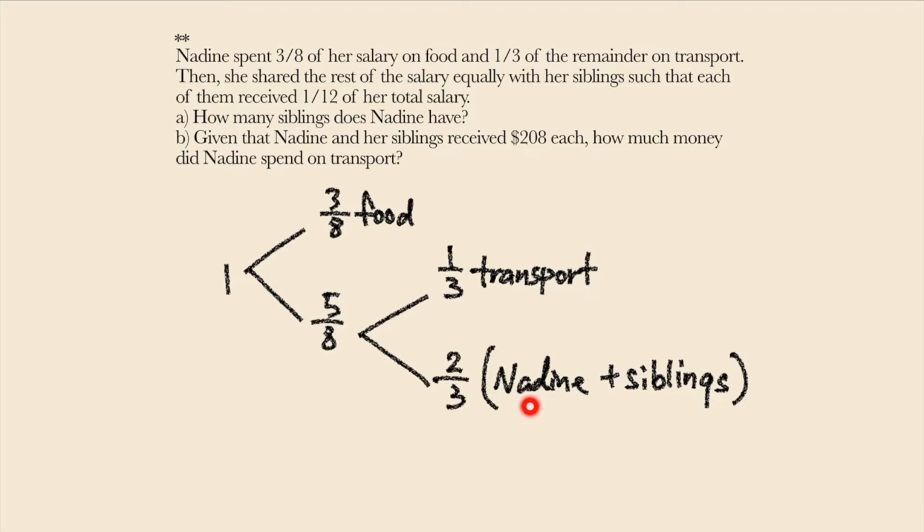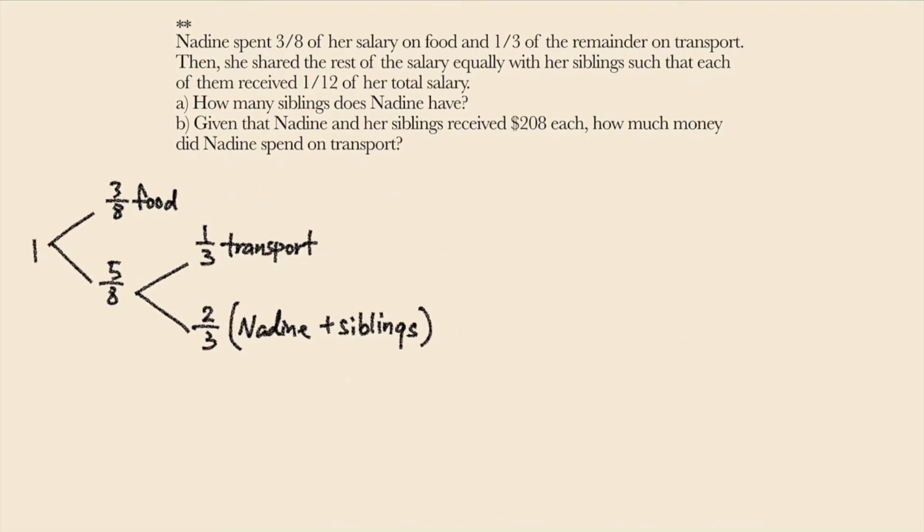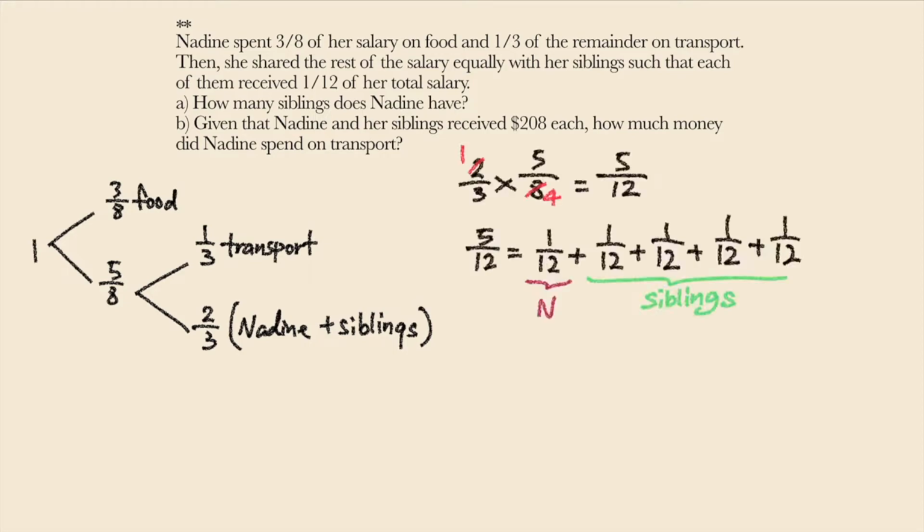Remember, the keyword here is shared equally with. Nadine herself had a share. Nadine with an unknown number of siblings. Okay, let's solve one part of the question first, which is what's going to be shared? It's not 2/3. What's going to Nadine and siblings? It's not 2/3. It is 2/3 of 5 over 8. And we just realized that it's a total of 5 over 12.